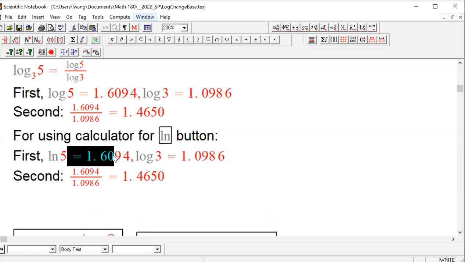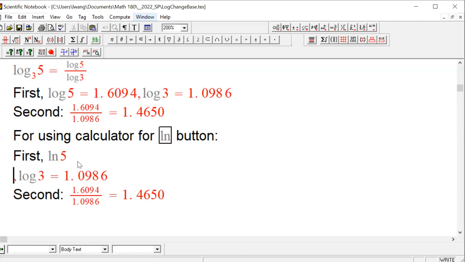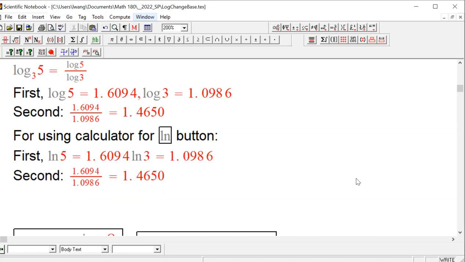Let's see what ln 5 gave us. ln 5 and ln 3, right? And then you divide these two numbers. Oh, they actually happen to be the same. I wonder what your calculator will give you. But that's the order of operation.